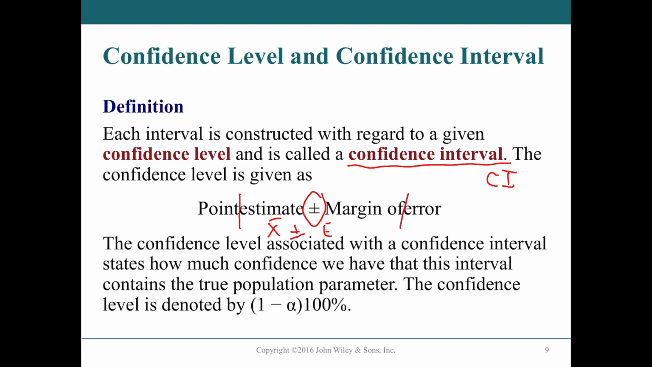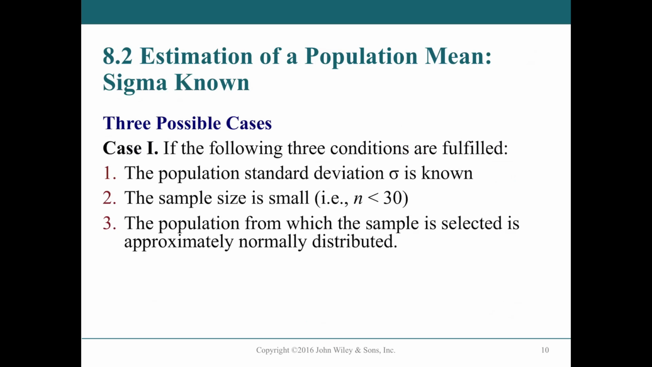So you've got some sort of point estimate such as X bar, plus or minus, margin of error, call it E if you like. Some books call it little m. And the confidence level associated with the confidence interval states how much confidence we have that this interval contains the true population parameter, such as 95%. And easily you can find that alpha is 0.05 here, but we'll talk more about that later.